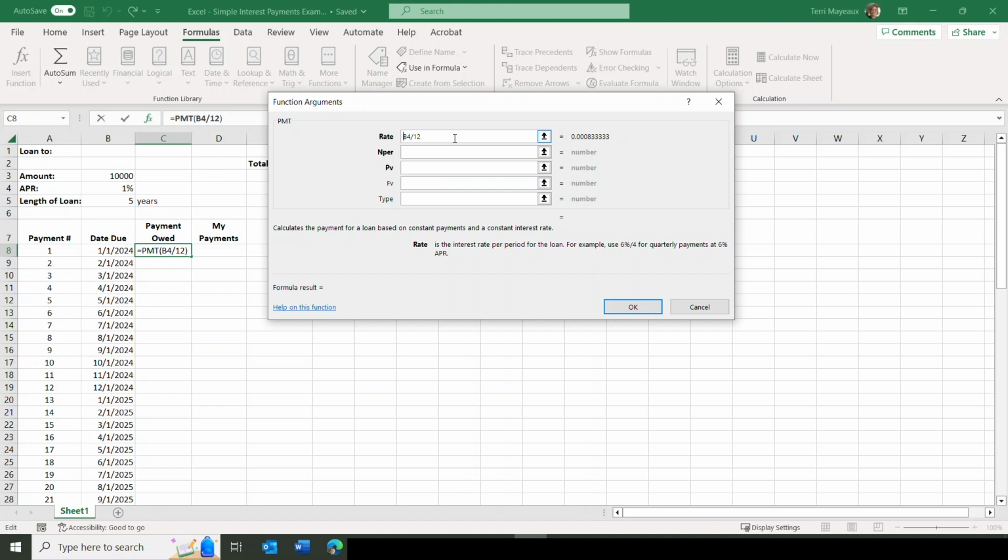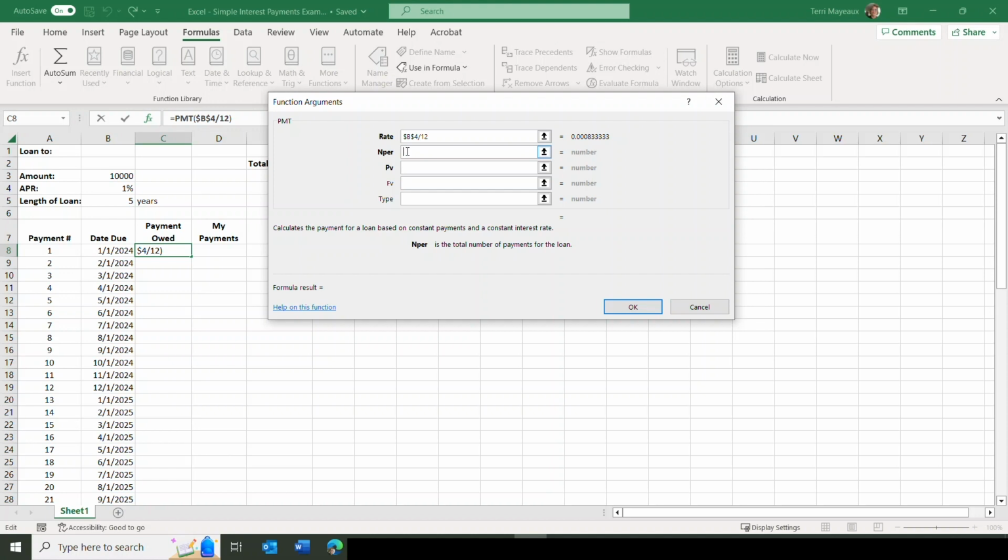So I want to be sure that B4 is an absolute reference so that no matter how I copy my formula, B4, that 1%, remains the same. Now, the N per. As I come down, it says that is the total number of payments for the loan. And there are several ways that I could figure that out.